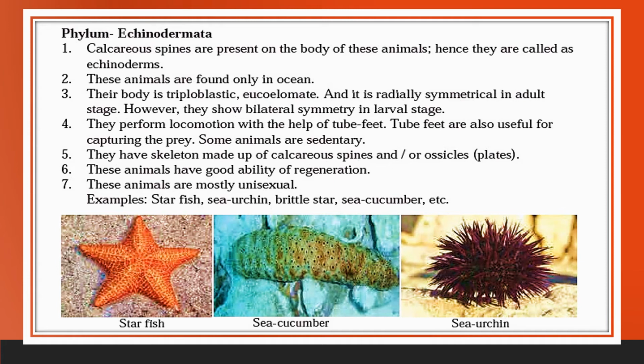They perform locomotion with the help of tube feet. Tube feet are also useful for capturing prey, and some animals are sedentary. They have a skeleton made up of calcareous spines and/or ossicles, or we can call them plates. These animals have a good ability of regeneration, and they are mostly unisexual. For example, starfish, sea urchin, brittle star, sea cucumber, etc.